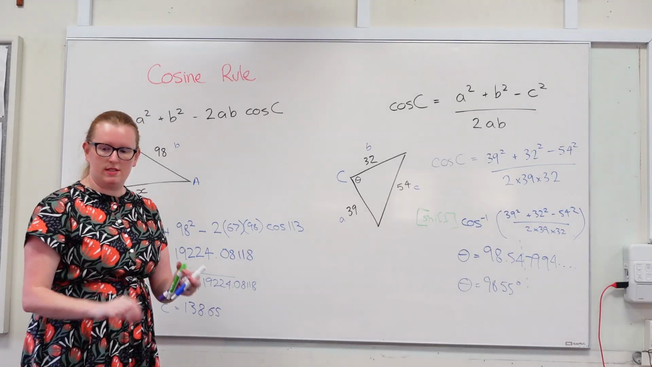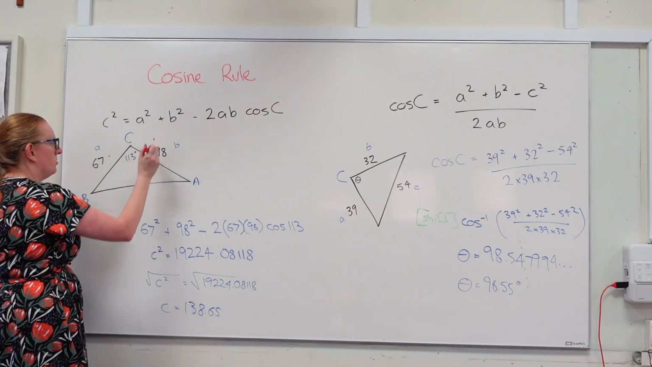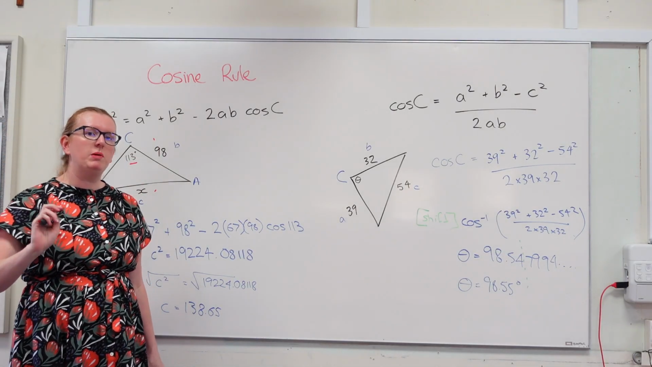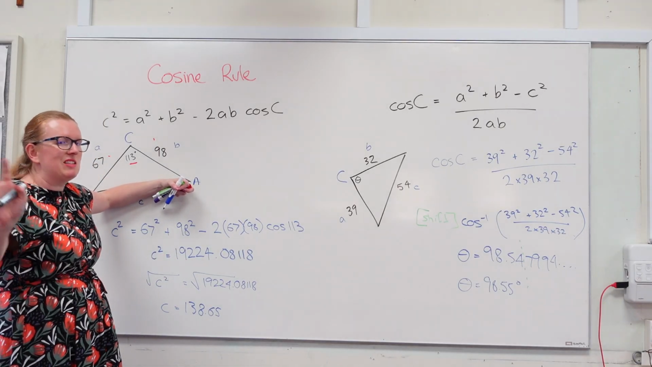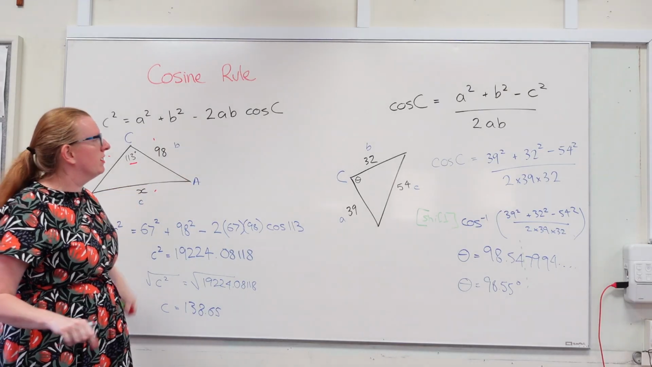So, key things you need to know with the cosine rule. Cosine rule uses 3 sides and 1 angle. 1, 2, 3 sides and 1 angle. If you're looking at a picture and it doesn't have any information on one of the sides, and that's not the side you're trying to calculate, then the cosine rule is not for you, my friend.